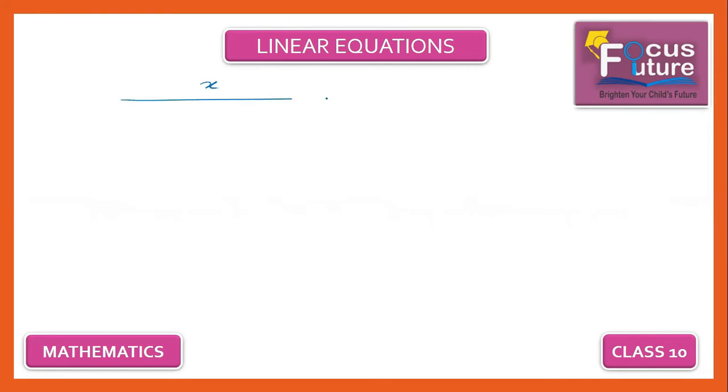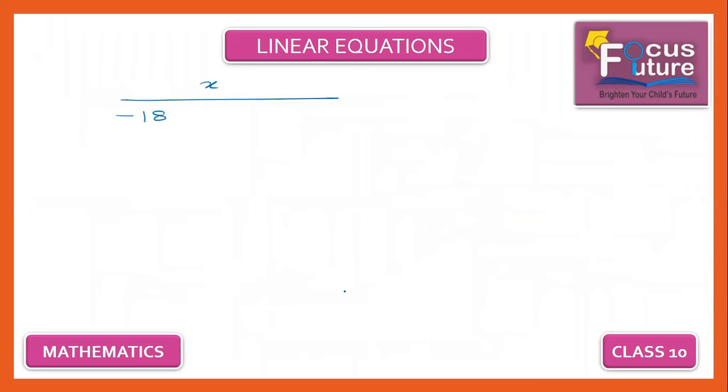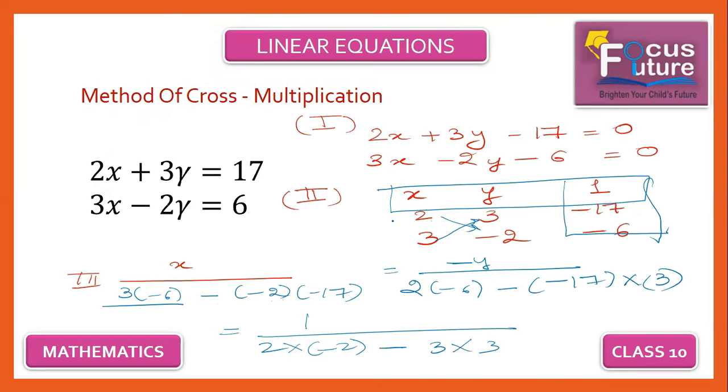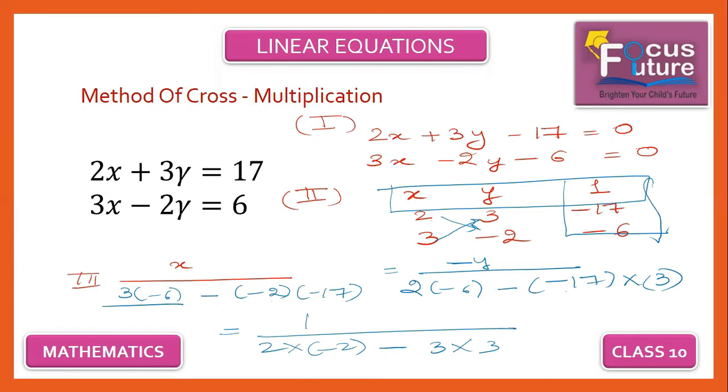minus 18. 6 3s are 18. This is minus 18. Minus, minus, minus. So you have 3 minus. That means negative. 17 2s are 34. So this would be minus 34. That is equal to minus y divided by 6 2s are 12. Minus 12. Minus minus plus 17 3s are 51. So this would be minus y divided by minus 12 plus 51.